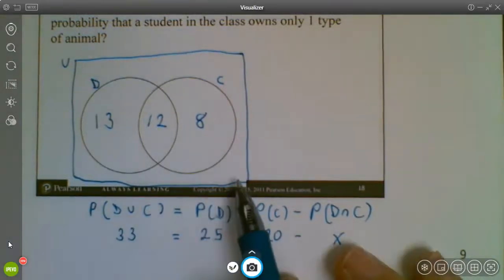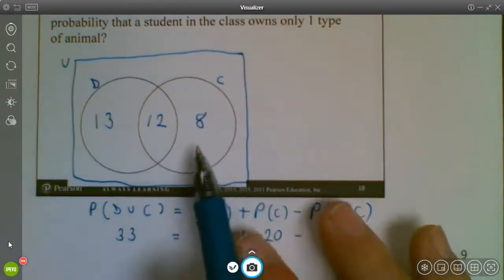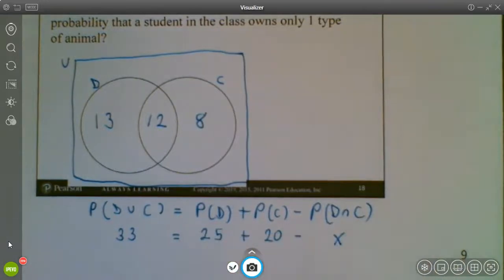So what does that leave us with for don't own either one? Right, so if we total, what would that be? 20 plus 13 is 33. So I guess we already knew that. So the total was 33.